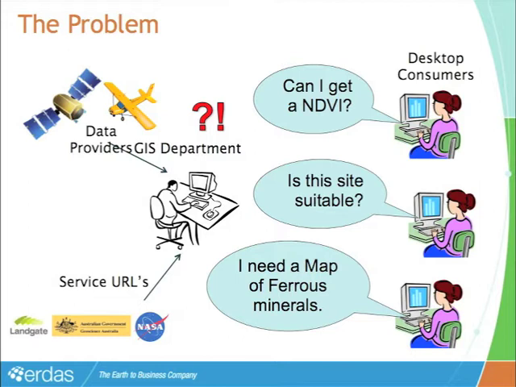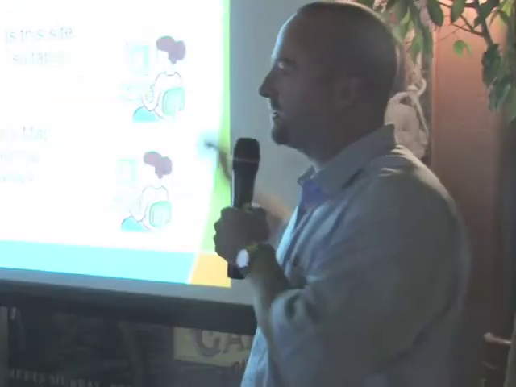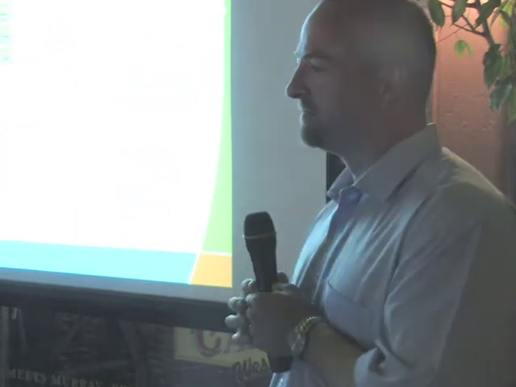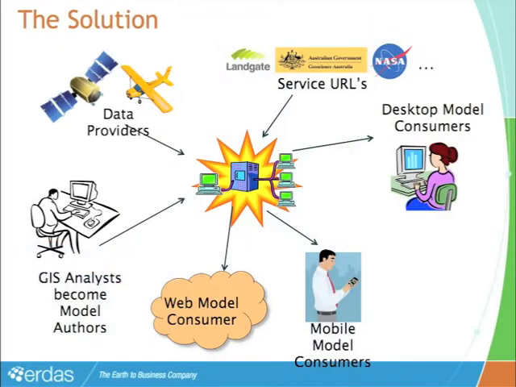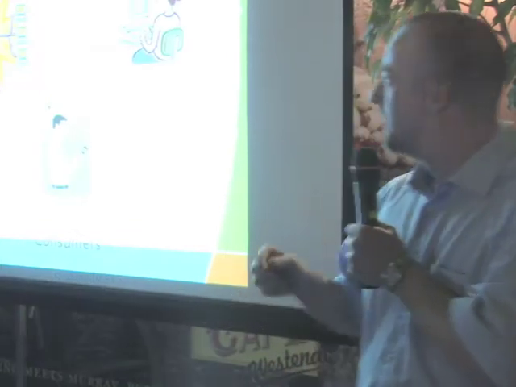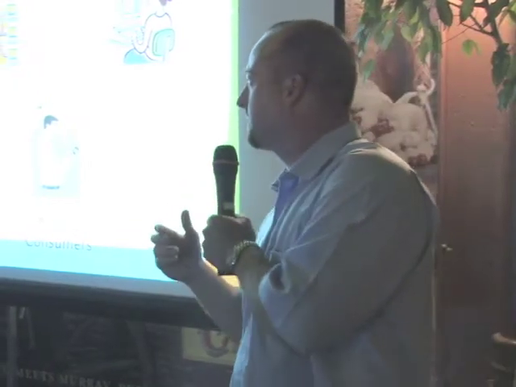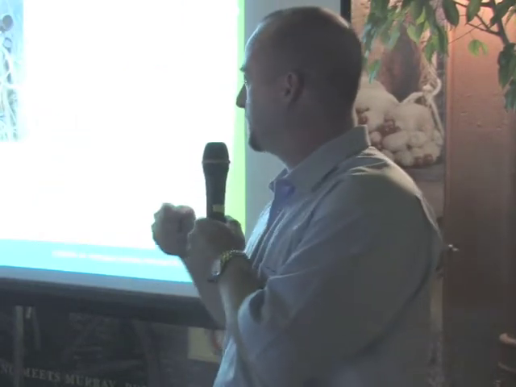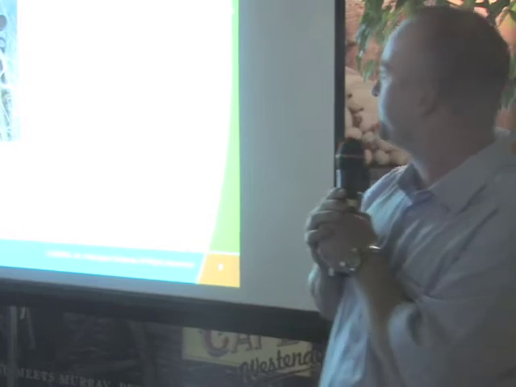We've got a GIS department. They're getting data from various service providers, from service URLs, and they're continually getting bombarded by requests from various users and different organizations, and this is just making them confused and frustrated. So the new solution is to have a centralized data catalog, and you're bringing in service URLs and data provider information. And now the GIS becomes the model author, and then he can provide these models for consumers to consume that information on demand where they need it.